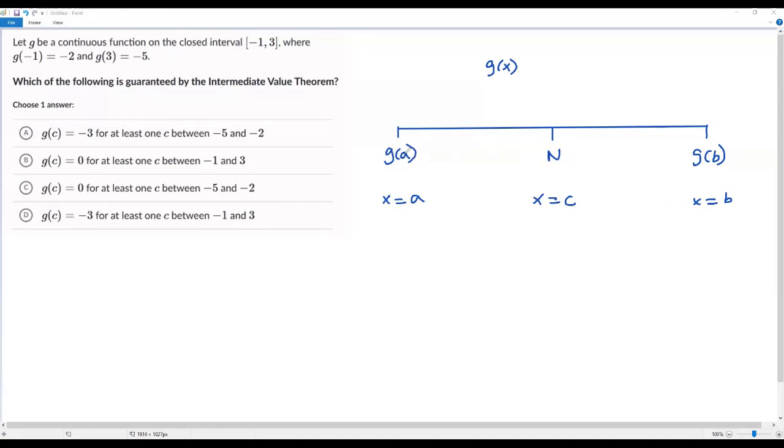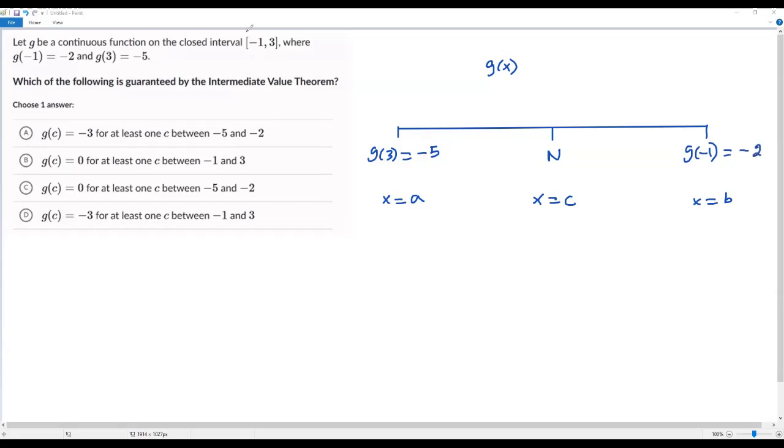Now we can replace the stuff here by the given information. Instead of g(a), the smaller value of the given function, we have two values for the function g(x), -2 and -5. Which one is smaller? That is -5, which is given by g(3). So we can replace this by g(3) equals -5. I'm writing the smaller value first. The larger value of the given function is -2, which is given by g(-1). Then we have g(-1) equals -2.